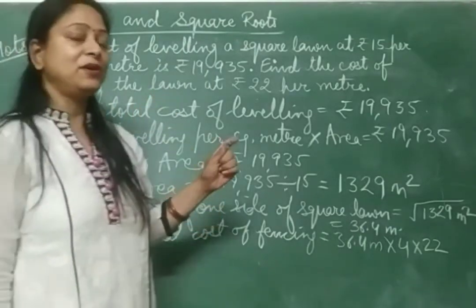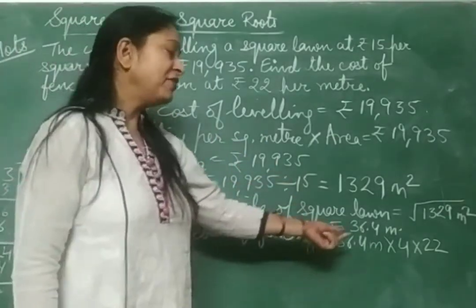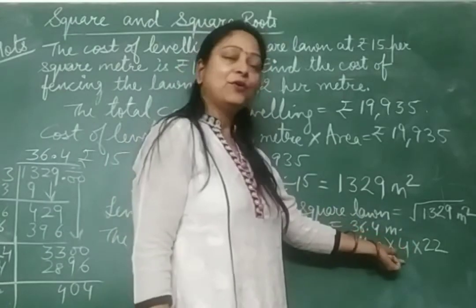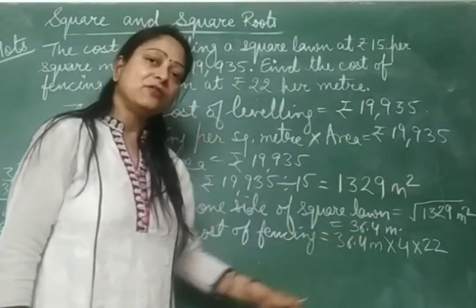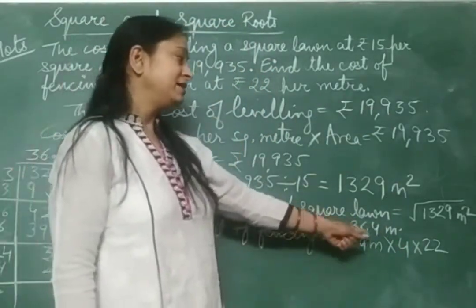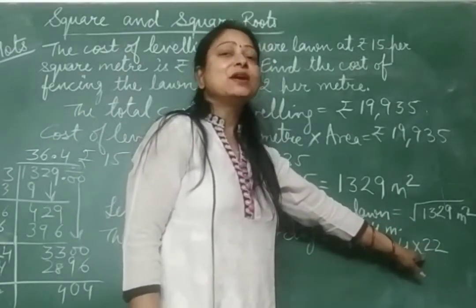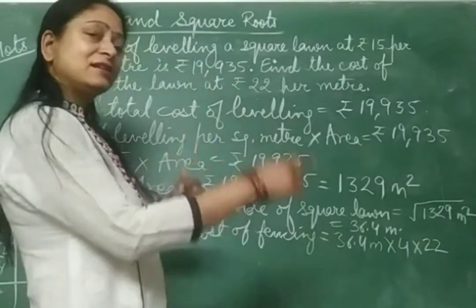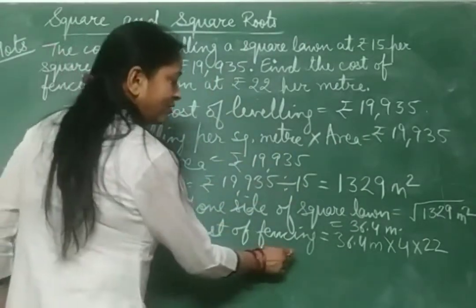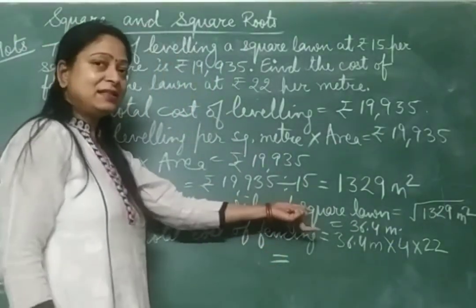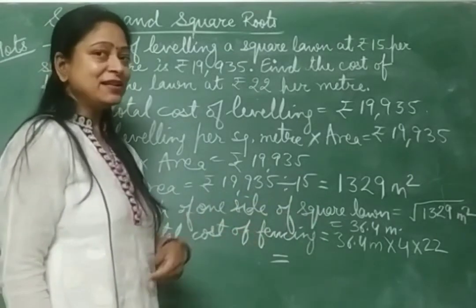So what is the formula of perimeter? 4 into side. So we have multiplied by 4 to get the complete perimeter of this square lawn, and then we have multiplied by 22 to get the total cost of the complete fencing. Now multiply these digits and get your answer.